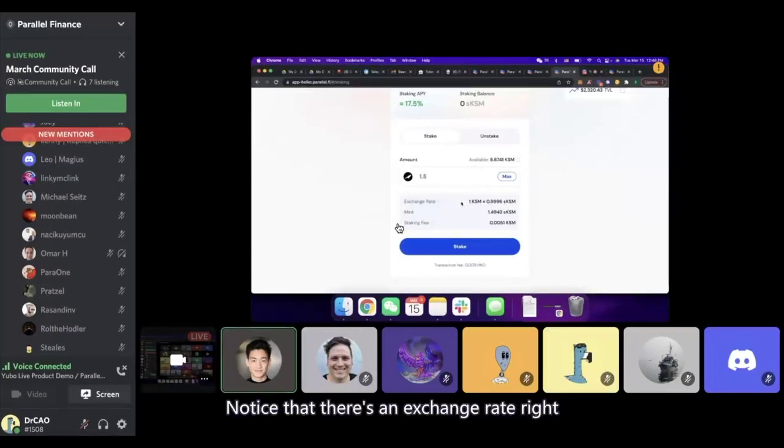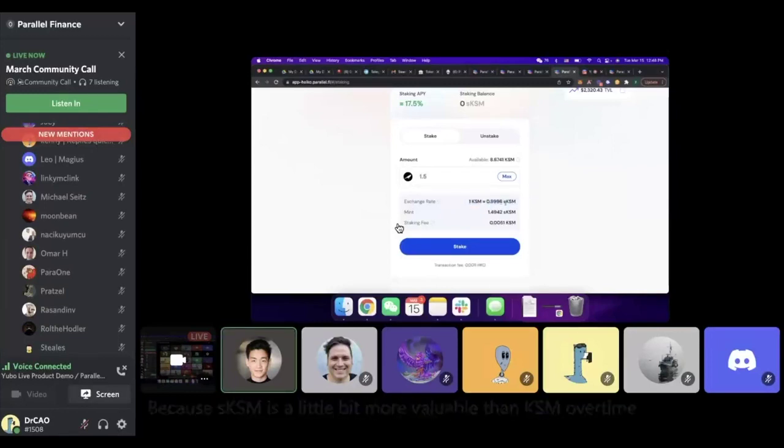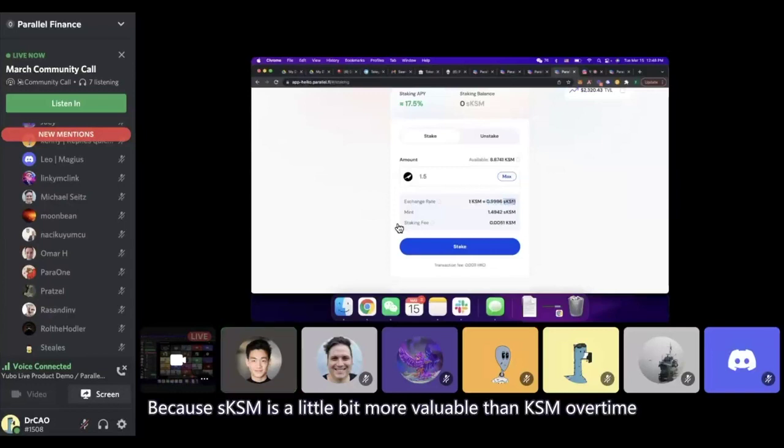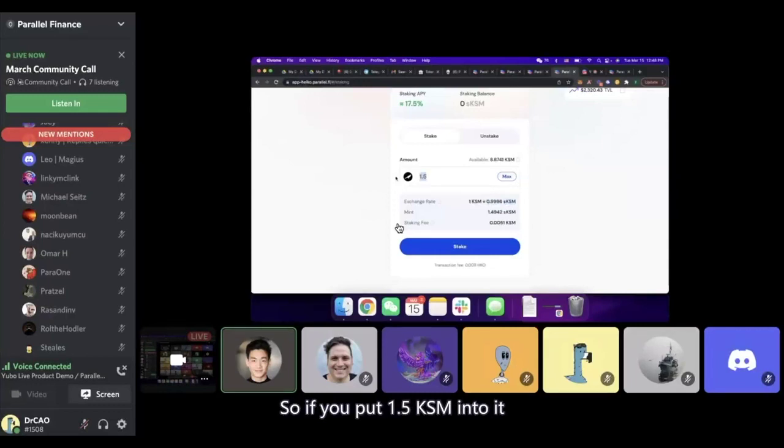And then notice that there is an exchange rate between Kusama and xKusama, we just changed the name. This number is a little bit smaller than 1 because xKusama is a little bit more valuable than Kusama over time, because you accrue more interest. So if you put 1.5 Kusama into it, you get 1.4942 xKusama at first. Once the exchange rate goes up over time, you earn more money. Let me give you that example.